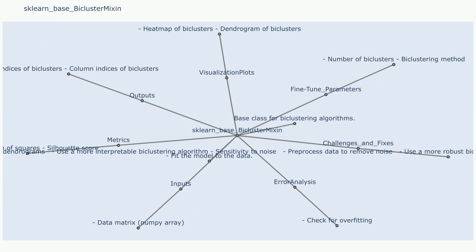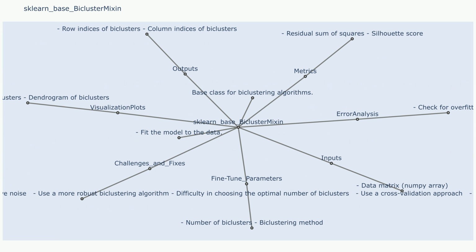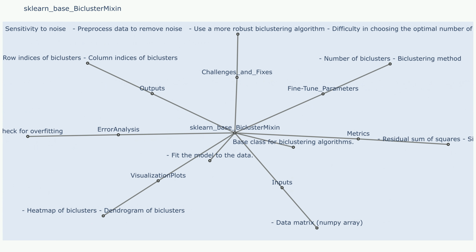Metrics: silhouette score. The silhouette score measures the similarity between samples within a bicluster compared to other biclusters. It is used to evaluate the quality of the biclustering solution. Calinski-Harabasz index. The Calinski-Harabasz index measures the ratio of between cluster variance to within cluster variance. It is another metric to evaluate the quality of the biclustering solution.